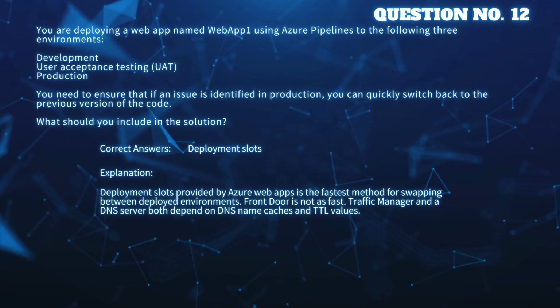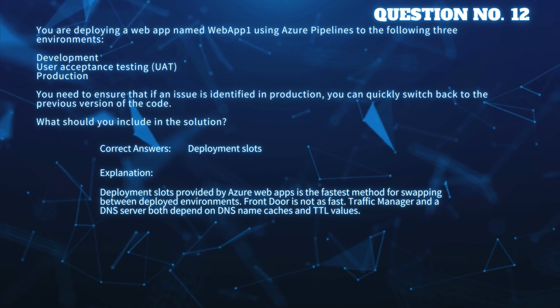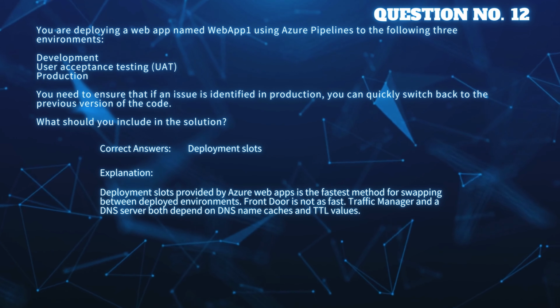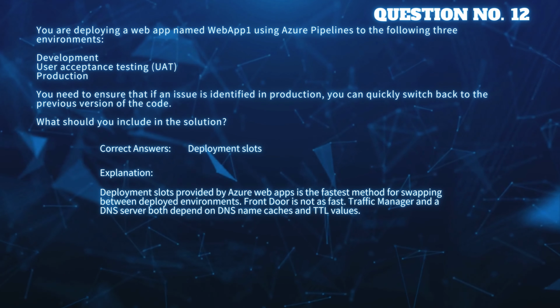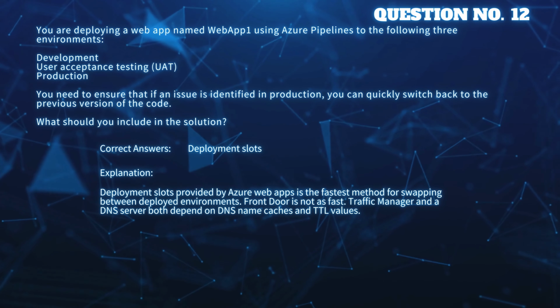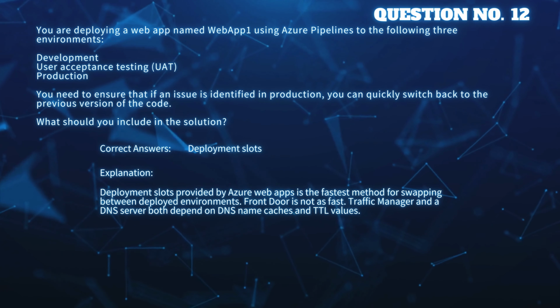Explanation: Deployment slots provided by Azure Web Apps is the fastest method for swapping between deployed environments. Front Door is not as fast. Traffic Manager and a DNS server both depend on DNS name caches and TTL values.